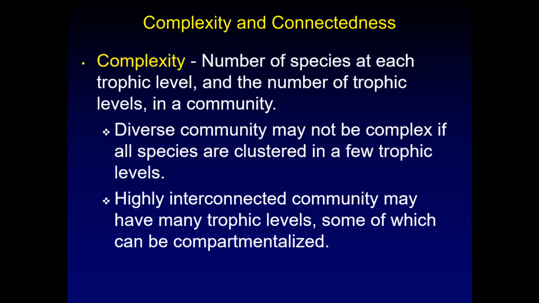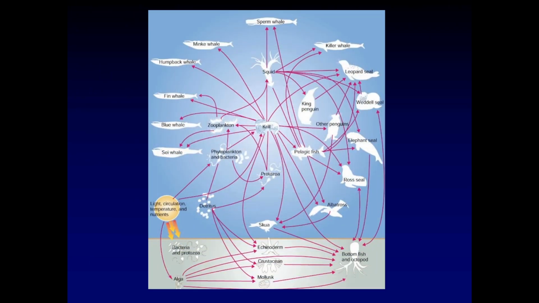So highly interconnected communities may have many trophic levels, some of which can be compartmentalized, meaning that you cluster them differently. Here is an example using an aquatic ecosystem, or a marine ecosystem. The sun is down here and the whales fly. As with any, pick a place to start. So we'll start with the phytoplankton and bacteria.